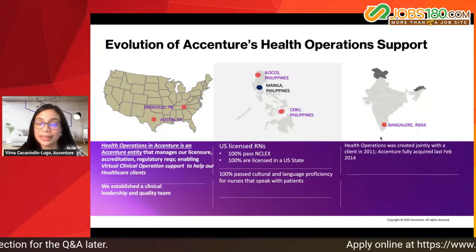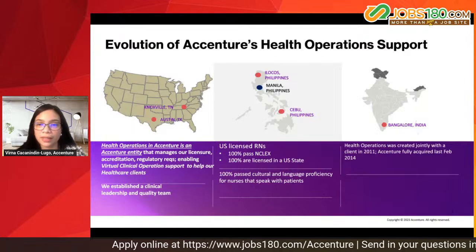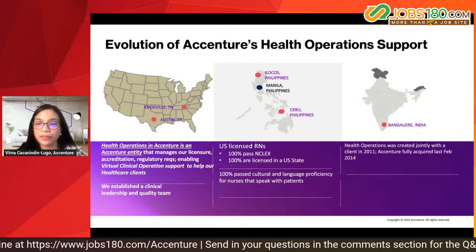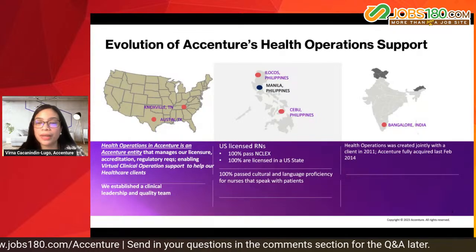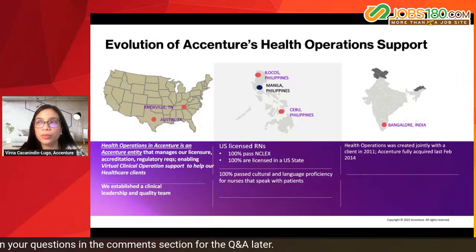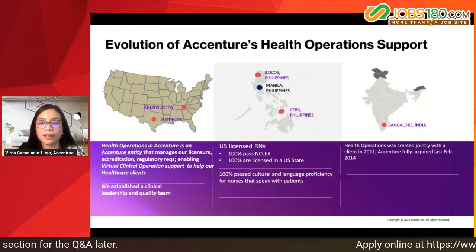Initially, in 2011, a client partnered with us, and we thought, why not create our own in Accenture? So 3 years after, we were able to build our own healthcare operations, and we were able to establish another one in India, which is in Bangalore.